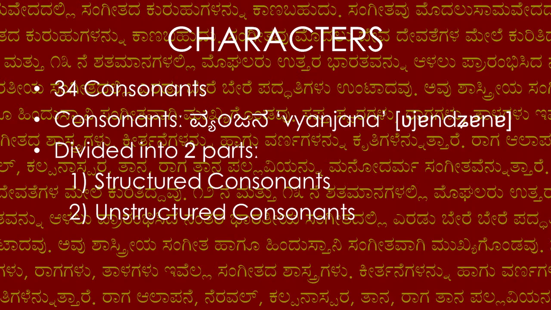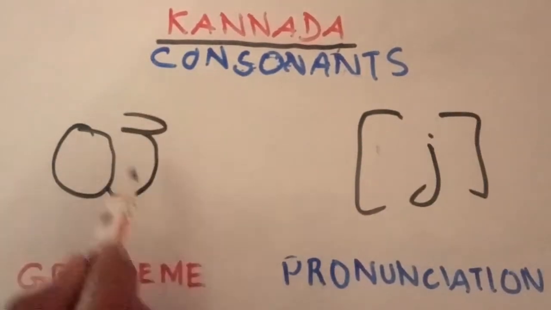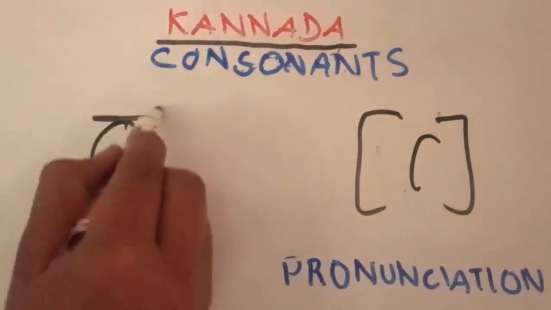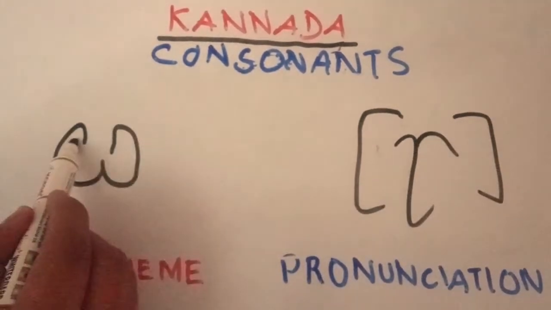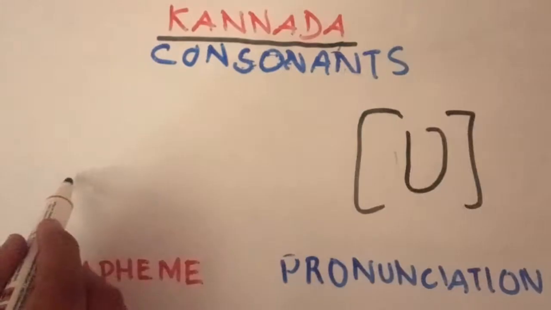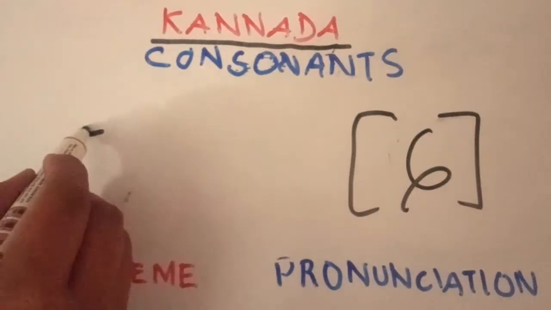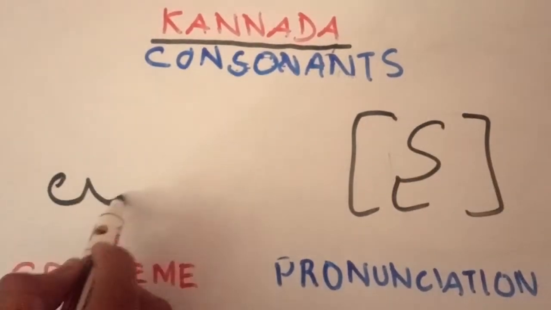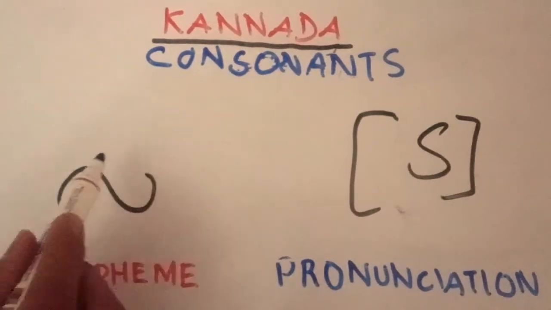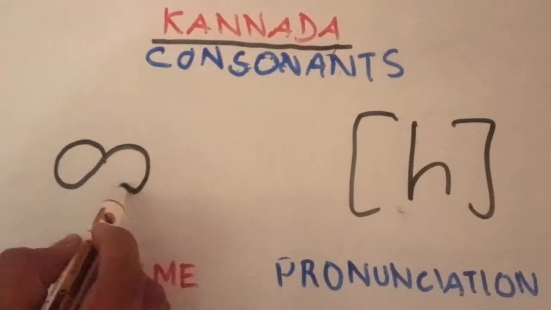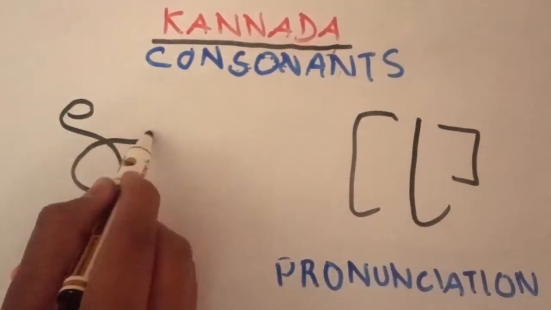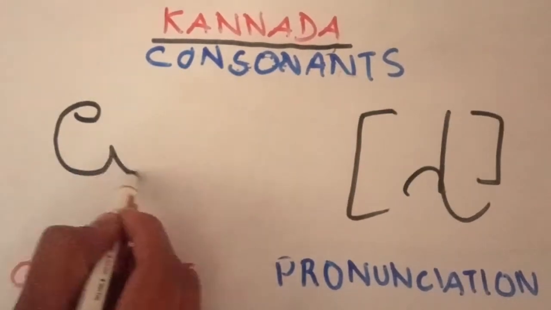The unstructured consonants are Y, R, R, L, W, Sh, F, S, H, L, and R. Now this is the order we have discussed, but the Kannada script has also given names to these categories. Let's have a look at them, shall we?